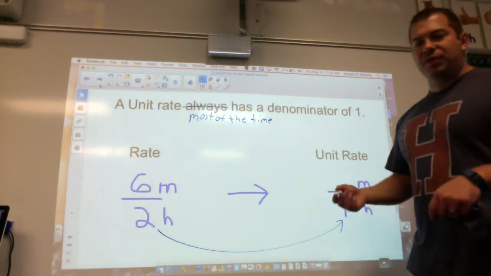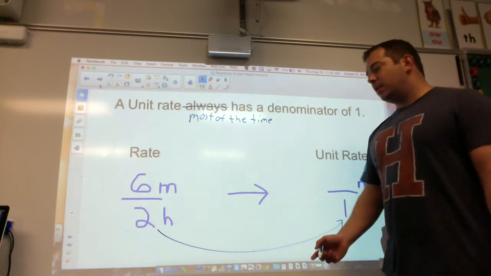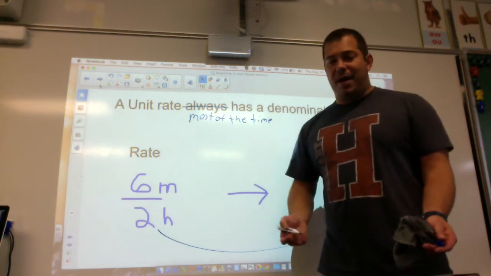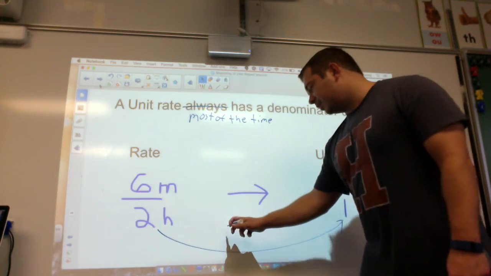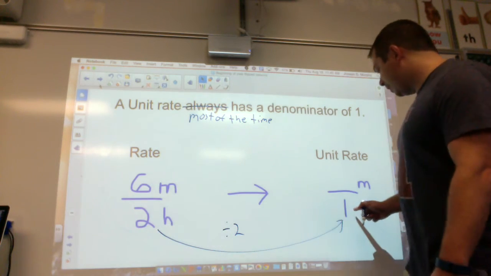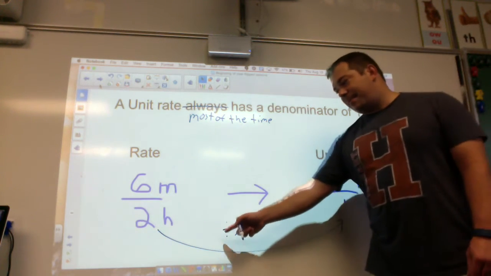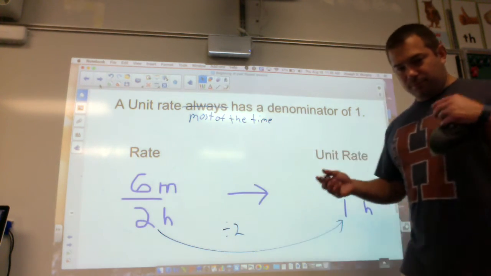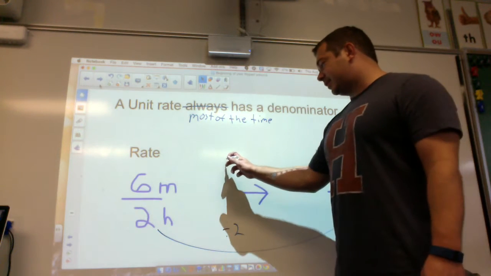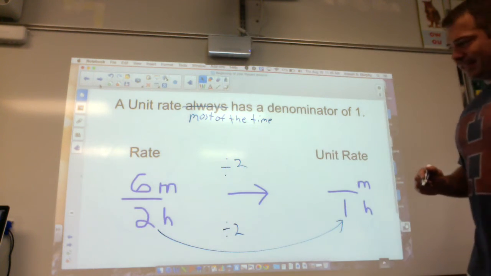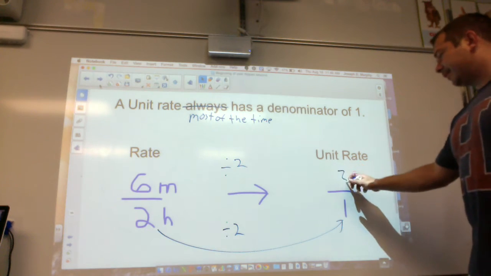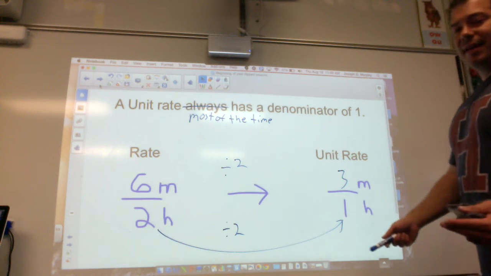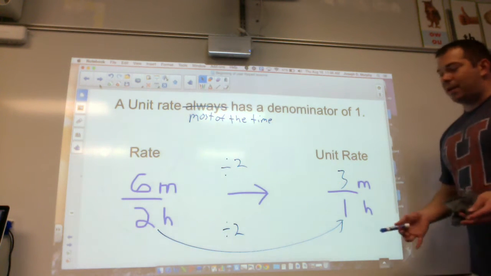We're dealing with division and multiplication, not addition and subtraction. So to turn your denominator into a 1, you just have to divide it by itself. So 2 divided by 2 would equal 1. Whatever I do to my bottom, I do to my top. Whatever I do to my denominator, I do to my numerator. You have to do that. So I have to do 6 divided by 2, and 6 divided by 2 equals 3. So I turn my rate of 6 miles per 2 hours into 3 miles per 1 hour.